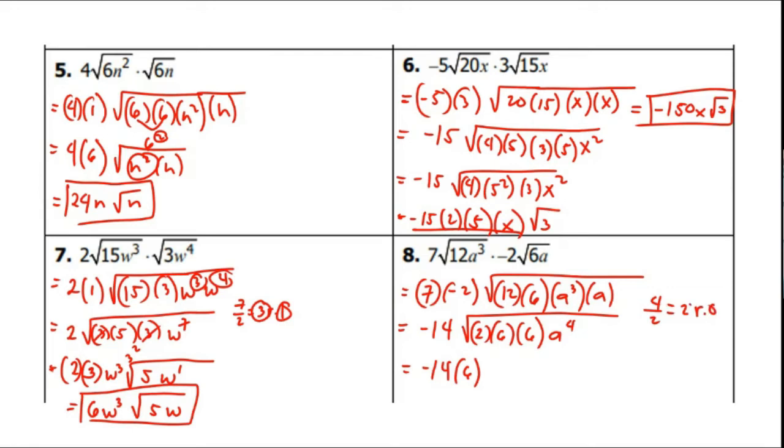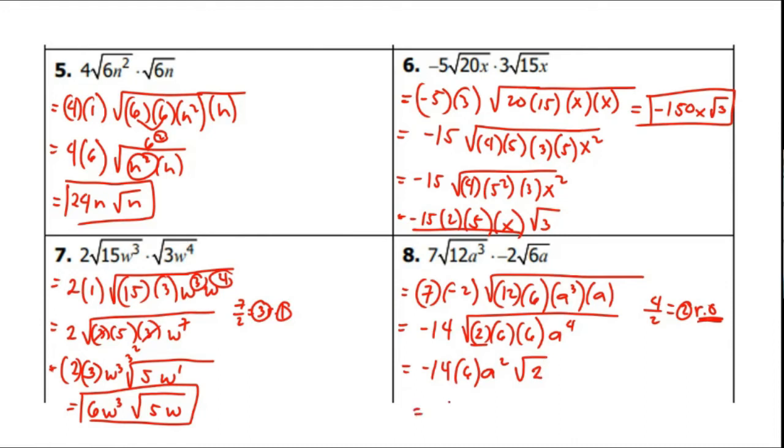So a will have an exponent 2 outside the radical. A squared, square root of a. The remaining number inside the radical will be 2. And a will have 0 exponent inside the radical because there is no remainder when we divide 4 by 2. So you will just have 2 inside the radical.